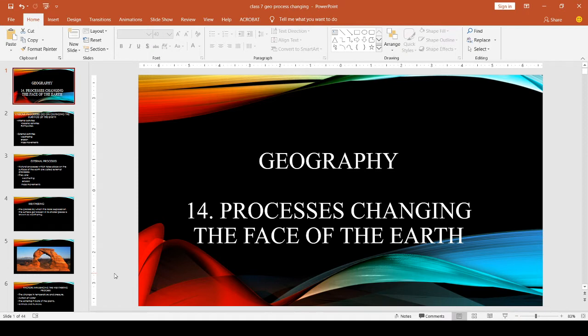Geography, second chapter: Processes changing the face of the earth. In this chapter we will deal with some of the factors or processes that cause changes in the earth's surface. Then soil formation, how soil is formed, how soil is conserved, then types of soil. These are the subheadings of this chapter. Okay, let's start.